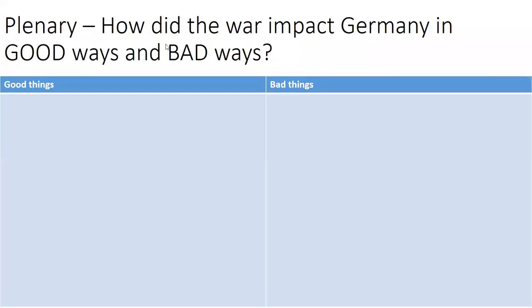So what you need to do to finish this lesson is answer: how did the war impact Germany in good ways and bad ways? I want you to think about the period 1914 to 1919 and think about the good things that occurred, maybe, and the bad things that occurred. Then you can come to a conclusion about how damaging the war probably was for Germany, which has covered the first lesson on the impact of the First World War on Germany.